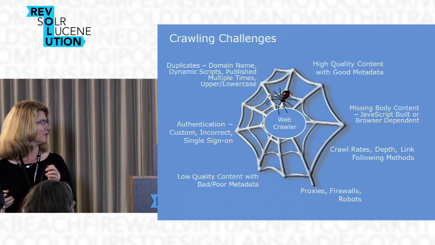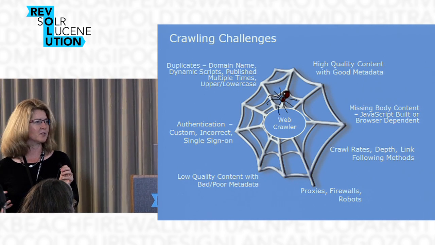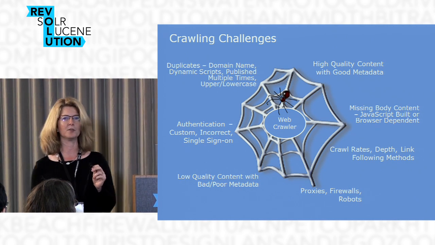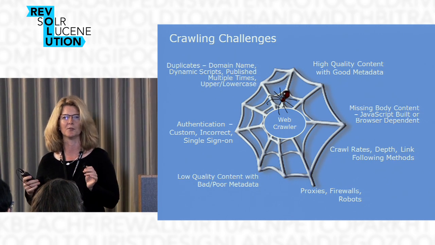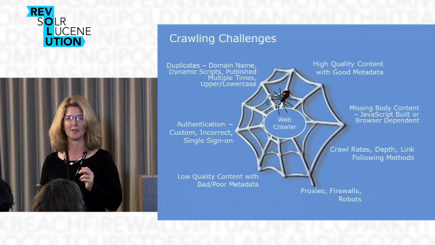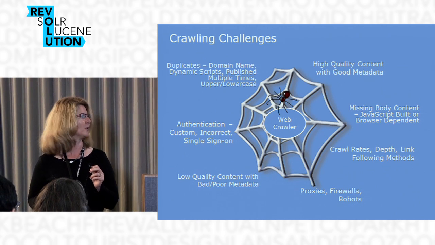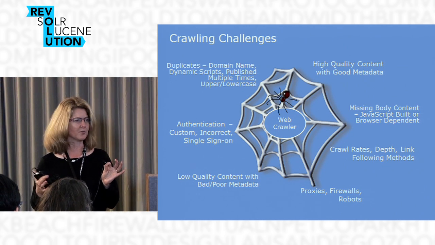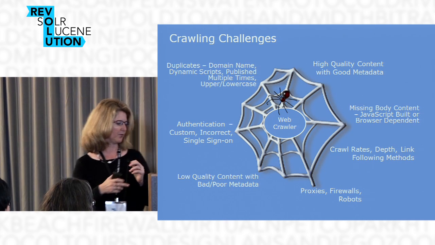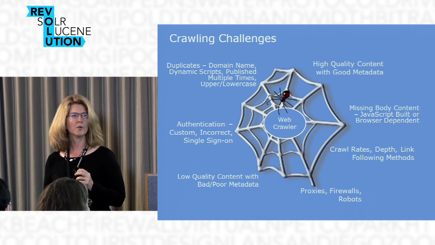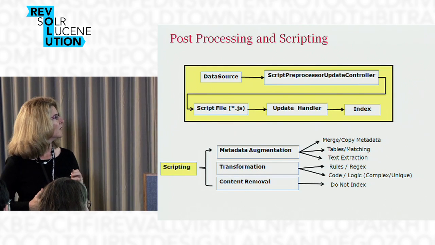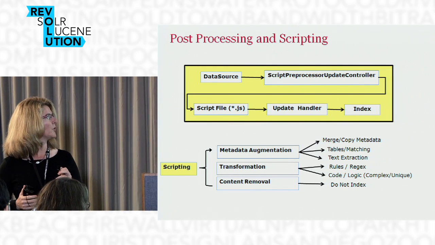We have a lot of duplicates. We're missing content. As for the crawl rates, we actually get a lot of people who complain about us crawling them, and we're only hitting them once every couple seconds, and that's still too fast. So we have to lower our crawl rates. We have different kinds of authentication, and lots of issues with robots and so forth. So one of the things that we're doing is post-processing and scripting.